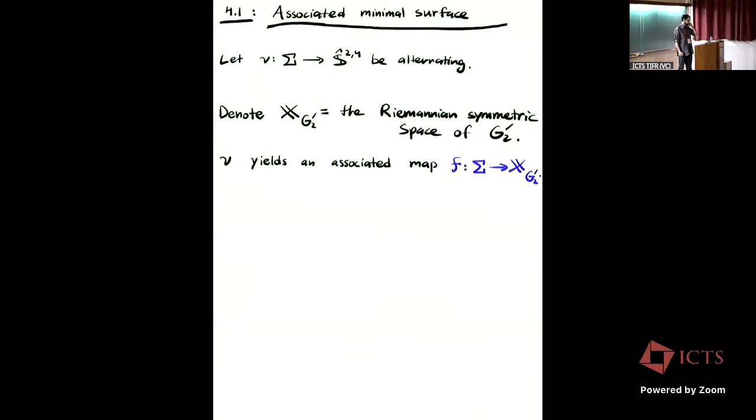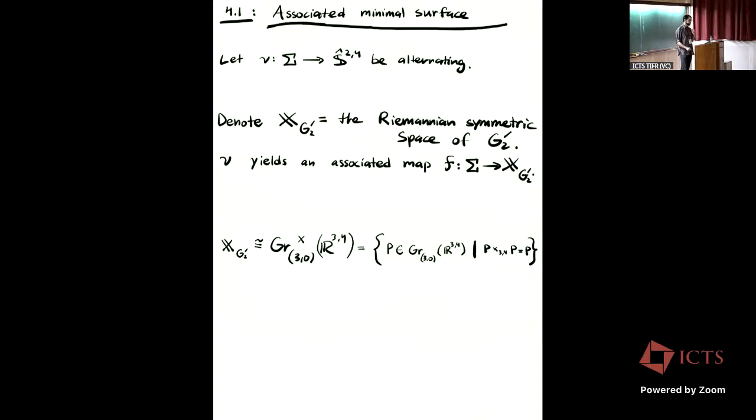So the first new player in the story is a harmonic map to the symmetric space. So again, let nu be any alternating pseudoholomorphic curve, equivariant or not, doesn't matter. And we'll denote blackboard X as the Riemannian symmetric space of G2 prime. Then if you have one of these alternating curves, what you obtain is a minimal immersion in the symmetric space. Okay, but for us to describe this construction, I need to give you some geometric model for the symmetric space. And the correct model is some sort of fancy Grassmannian. What you do is you look at the Grassmannian of space-like 3 planes in the ambient space, which are closed under cross product. So that's a space-like 3 plane, and you take the 3 plane, you cross product with itself, and it's preserved, it's fixed by that.